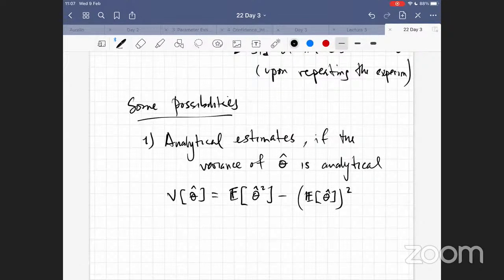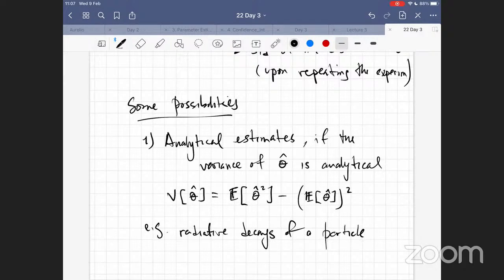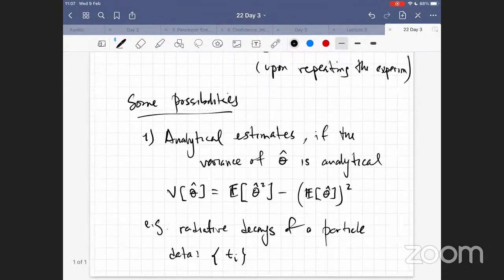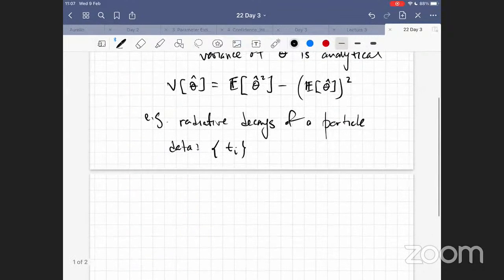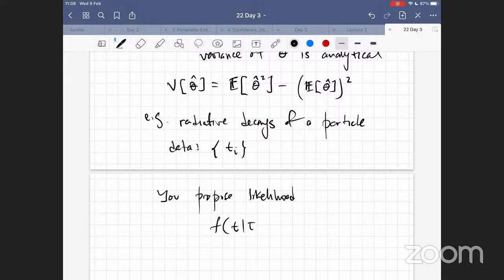A very simple example, which is actually interesting, is the radioactive decays of a particle. Imagine that you have collected your data. What is data here? Data is just a collection of times where the particle decayed. Then you propose a likelihood, which in this case, in physics, is obviously the exponential distribution.